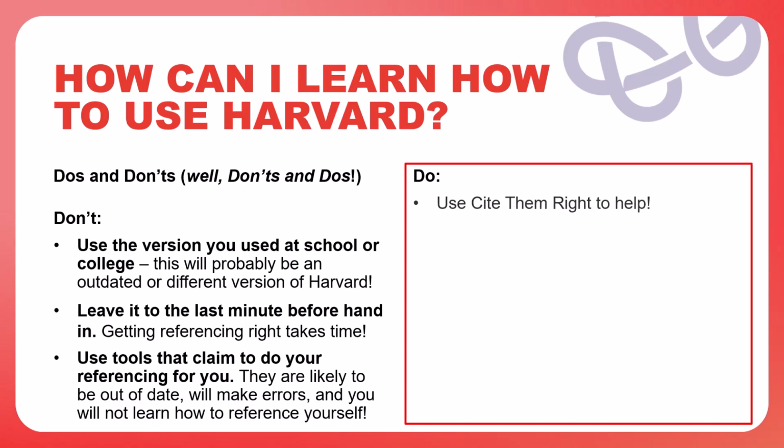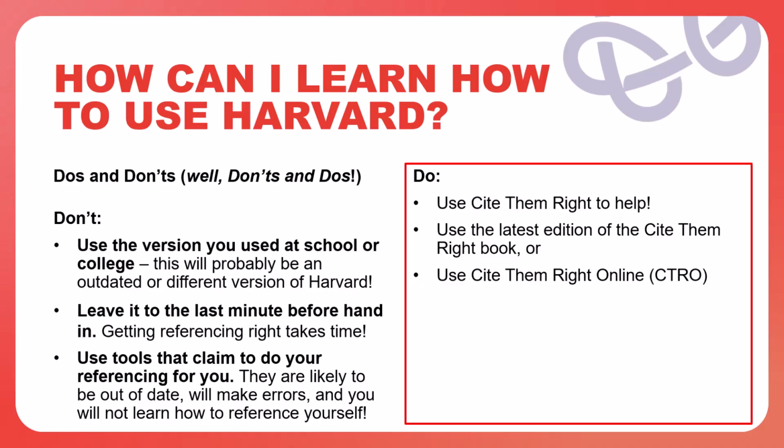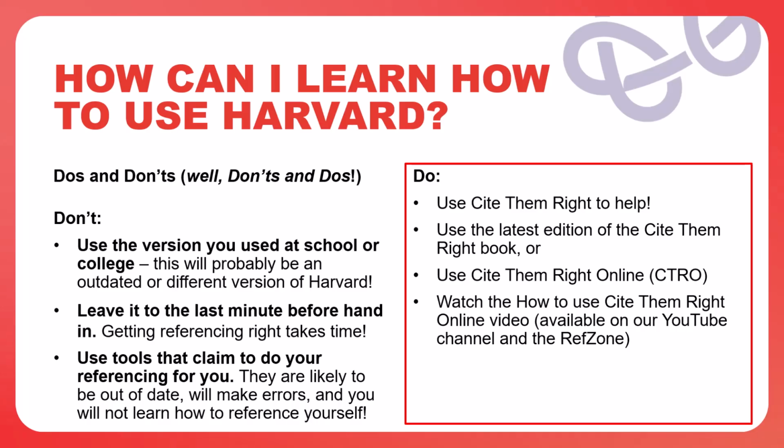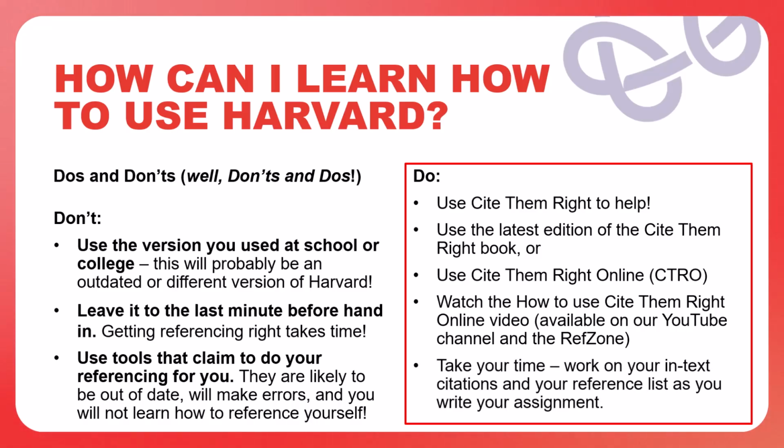So what you should do is use Cite Them Right to help you. You can use the latest version of the Cite Them Right book, which is available in print in our libraries, or you can use Cite Them Right online, which is available via the Ref Zone or your subject guide. There's also the How to Use Cite Them Right online video. That's available on our YouTube channel in the referencing playlist and on the Ref Zone. And you should take your time, work carefully on your citations and references, check them using Cite Them Right systematically and carefully to make sure that you're getting everything right as you go.